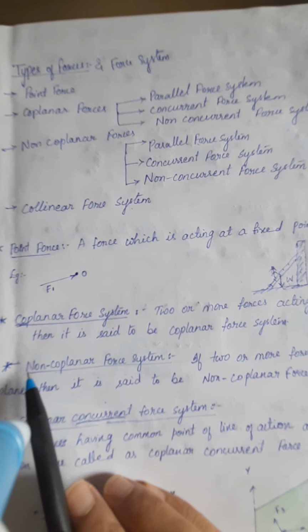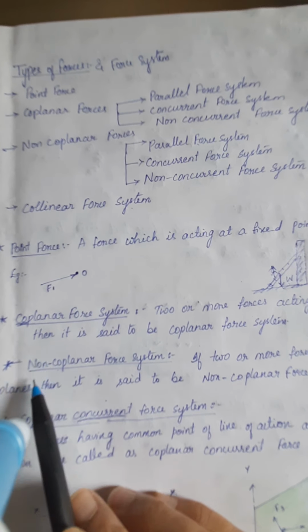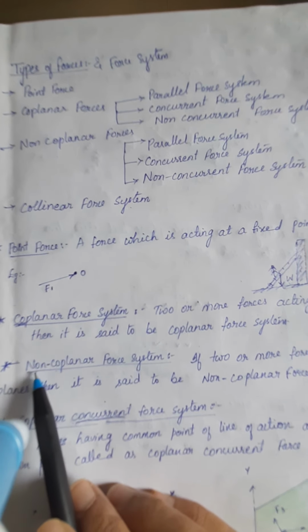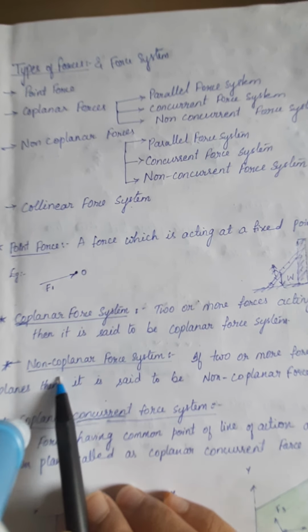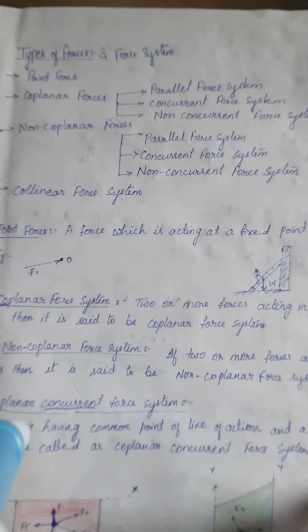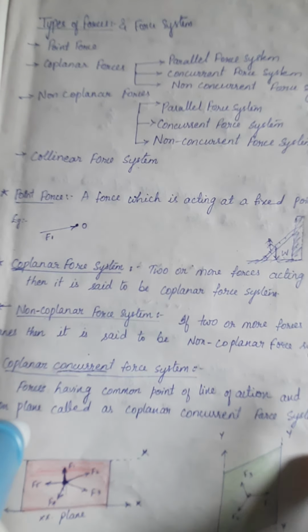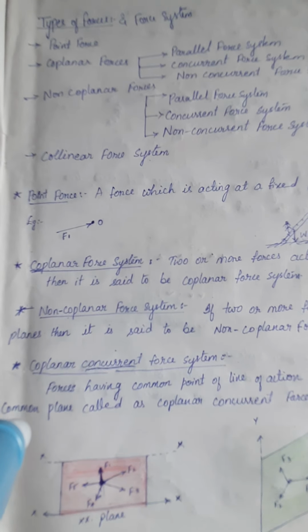And similarly, non-coplanar force system. Non-coplanar is definitely the opposite of coplanar. That is, there is no common plane between the forces. If two or more forces are acting in different planes, then it is said to be a non-coplanar force system.